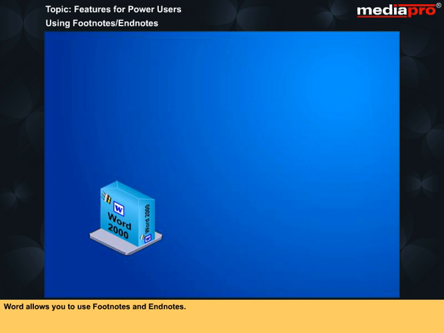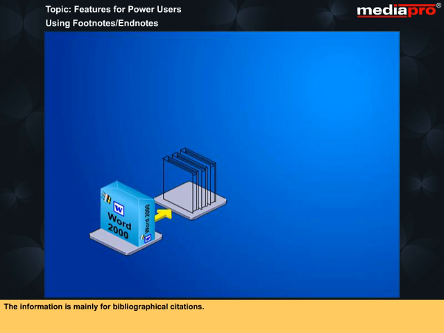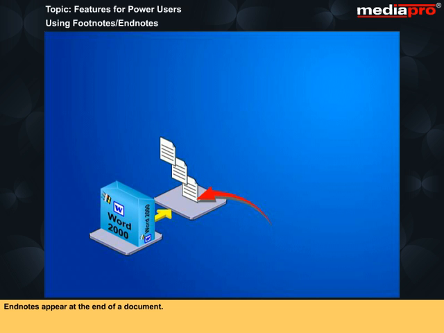Word allows you to use footnotes and endnotes. These are supplementary pieces of information to a document that are stored without breaking up the flow of the primary text. The information is mainly for bibliographical citations. Footnotes and endnotes can be marked with a number or other symbols. Footnotes can be marked at the end of a page, text, and section. Endnotes appear at the end of a document.